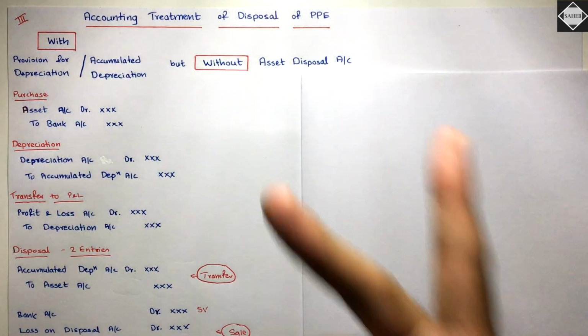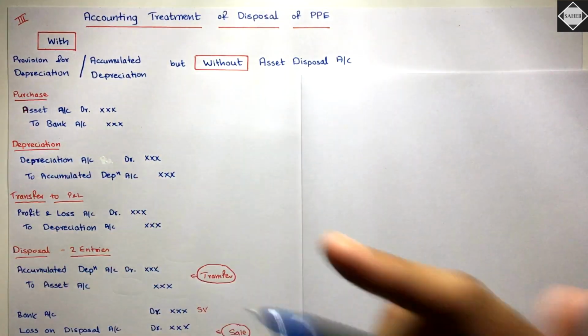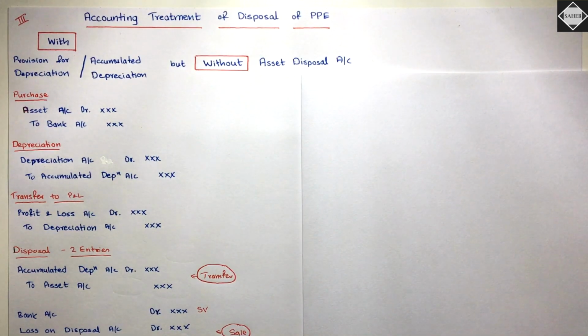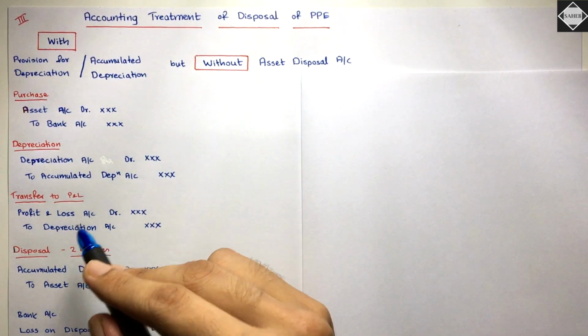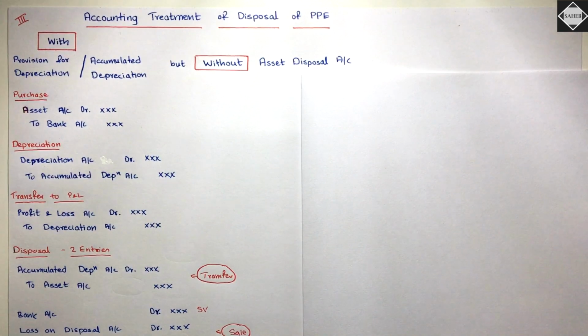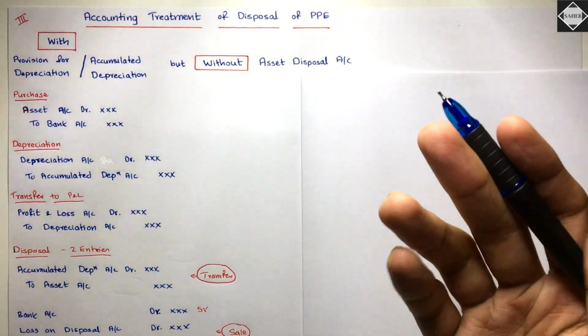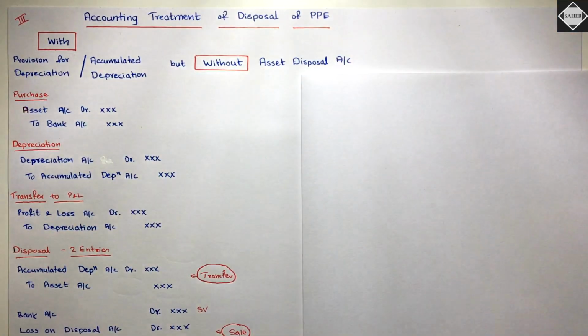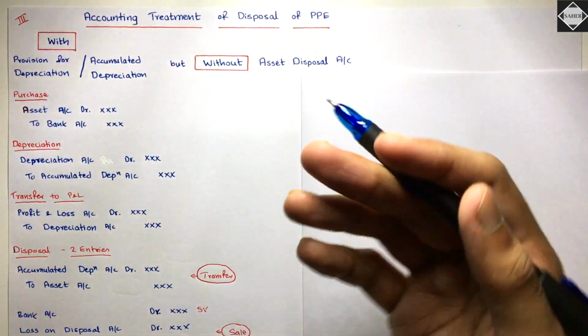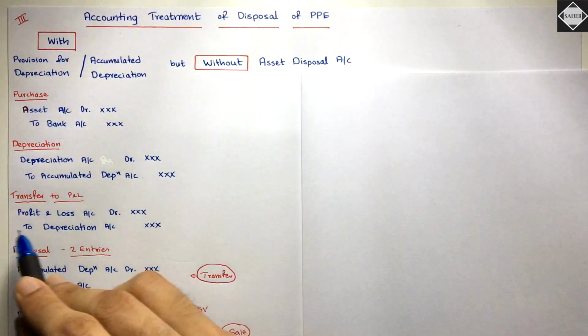Is that clear? So 2 times you'll be passing this entry, 2-time posting will be happening. Fine. And then transfer to P&L. Now what is this transfer to P&L? You all know depreciation is an expense account. What do we do with expense and income accounts? We always close them at the year end. Whatever balances we have, we close them and we take that to profit and loss account.